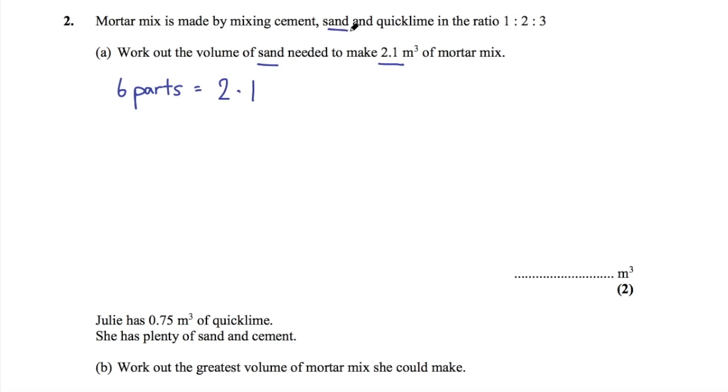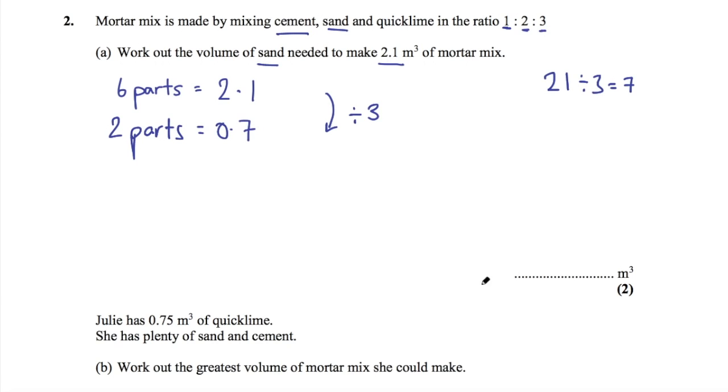For the sand, that represents the 2 in this ratio because we have cement, sand and quicklime in that order, so there's 1 part cement, 2 parts sand and 3 parts quicklime. So we want to know how much 2 parts of this ratio is equal to, and so we can divide both of these by 3. So we're dividing by 3 to get 2 parts, and so 2.1 divided by 3, that's almost like 21 divided by 3, which is 7. So 2.1 divided by 3 will be 0.7. So we need 0.7 meters cubed of sand to make 2.1 meters cubed of mortar mix.